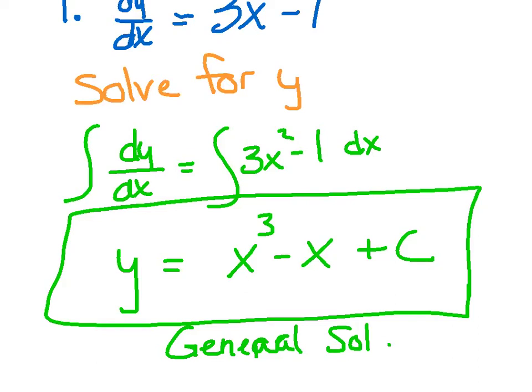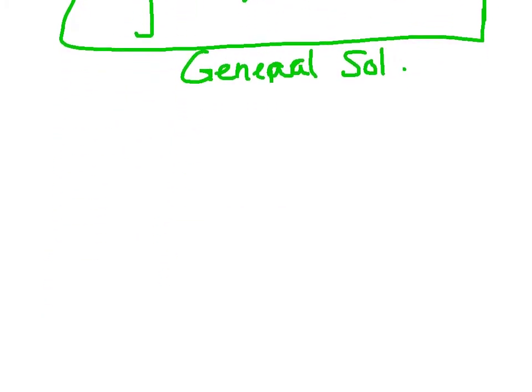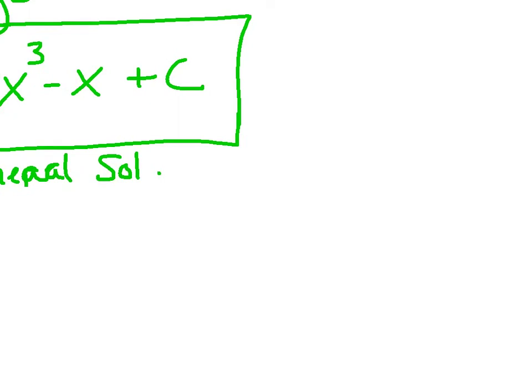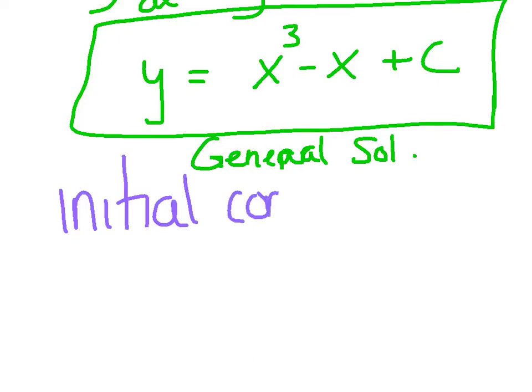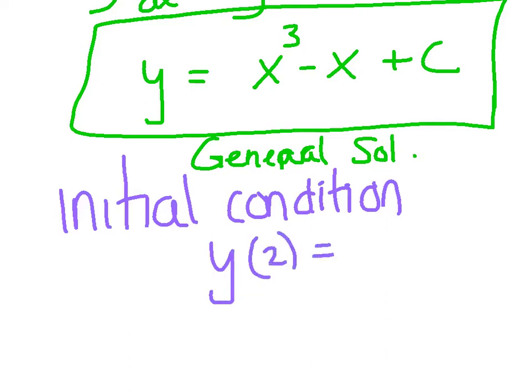Now, 99% of the time, they're going to want you to go a little further and actually solve this for an initial condition. So I'm going to continue on with this problem, and let's say we're given this initial condition of y of 2 equals 4. And basically our goal now is to find the particular solution.